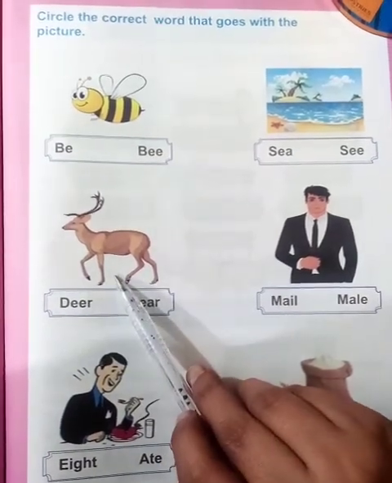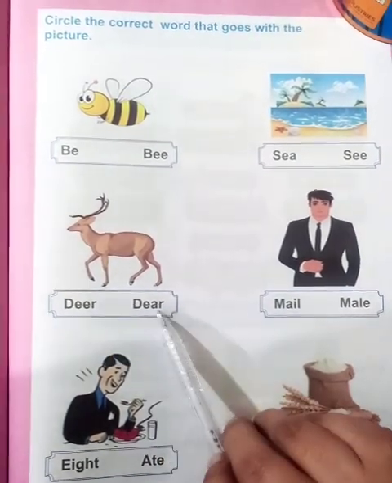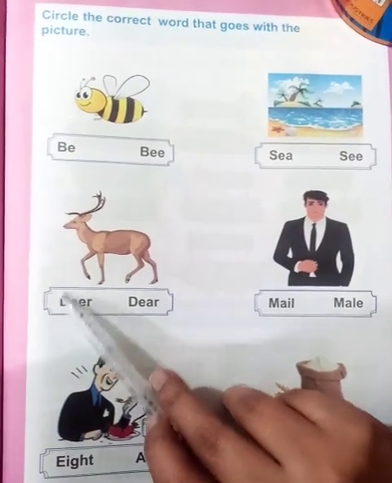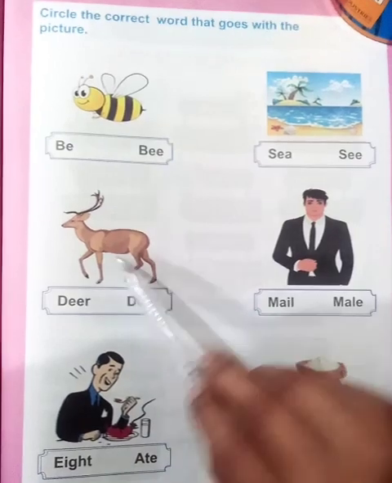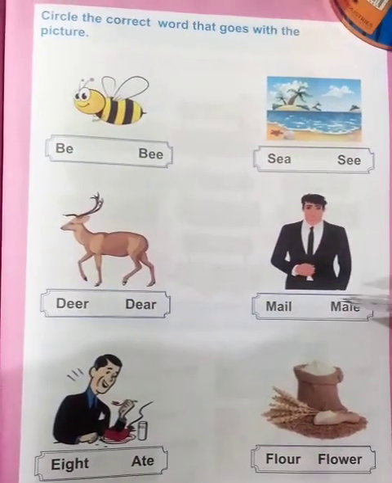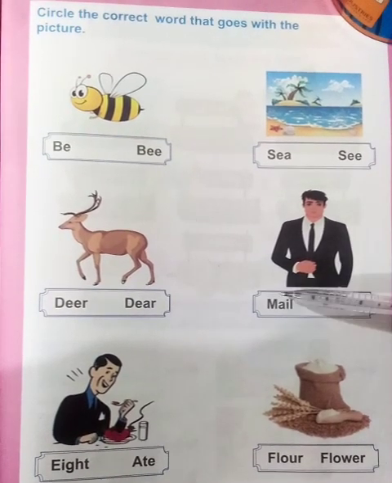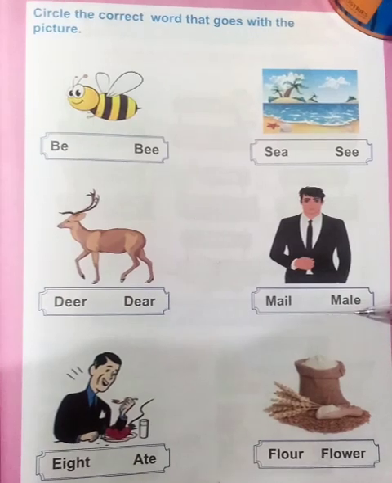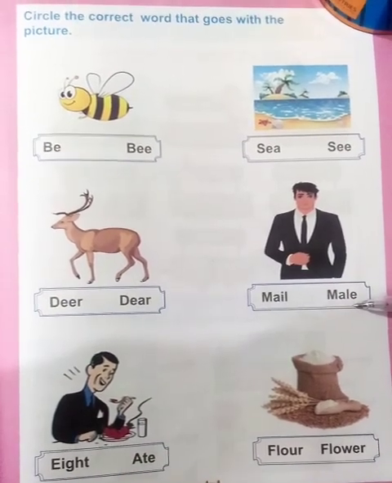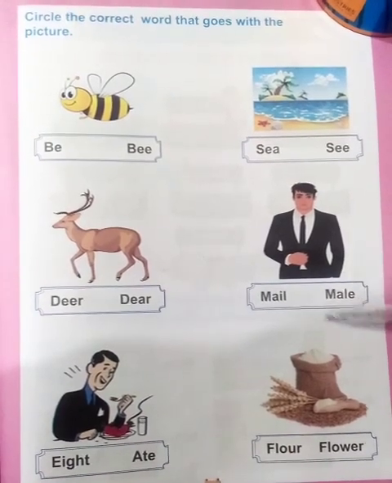This is a deer. Which deer? This or this? This one. Very good. This is a deer. This is a male or male. What is this? A male or male? Which is correct? You tell me. Very good. The correct answer is this one.